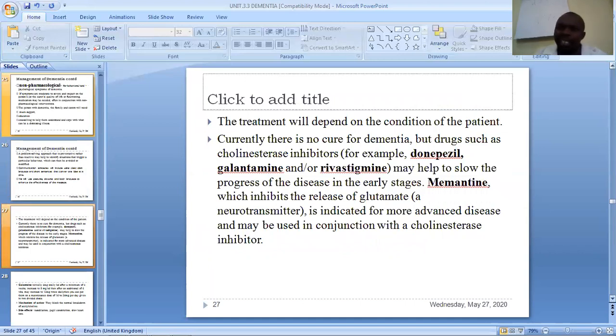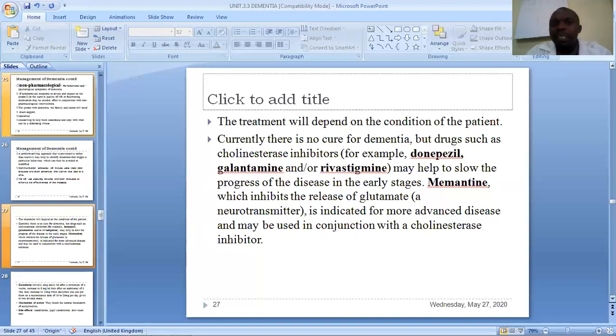Now let's go to the drugs that can be used in the management of a patient with dementia. The treatment will depend on the condition of the patient, because sometimes they can be aggressive, sometimes they can go a little bit depressed, they can be uncooperative. So that's why we're saying treatment depends on the condition of the patient. Currently there is no cure for dementia. But drugs such as cholinesterase inhibitors, for example, donepezil, galantamine, or rivastigmine, may help to slow the progress of the disease in the early stages.